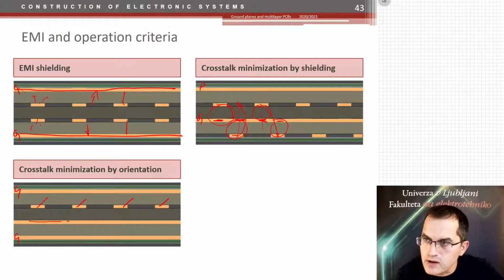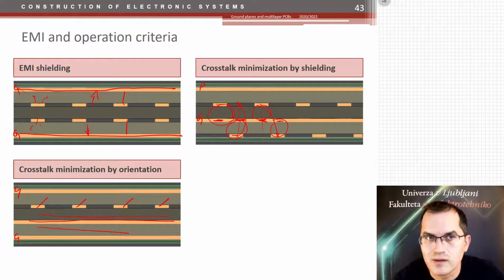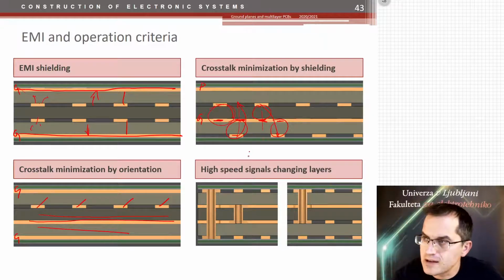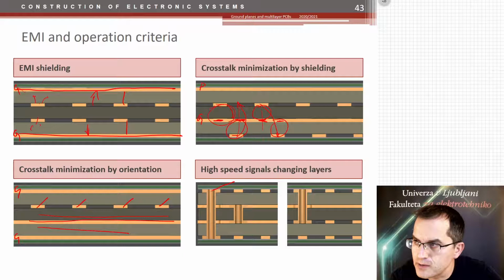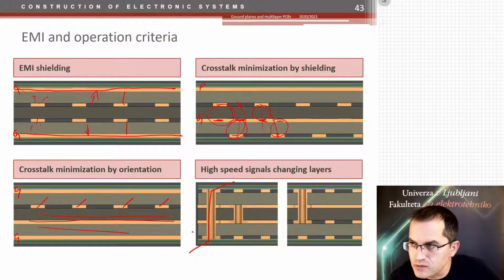Now, if these tracks go in horizontal direction and these go in vertical, then you have again minimized the noise coupling between these tracks. And finally, the high-speed signal changing. If you have a high-speed signal that comes on the upper track, changes layers, and continues on bottom track, you have to provide the change of the return current as well, because the return current would actually turn on top of that track, on that ground plane.